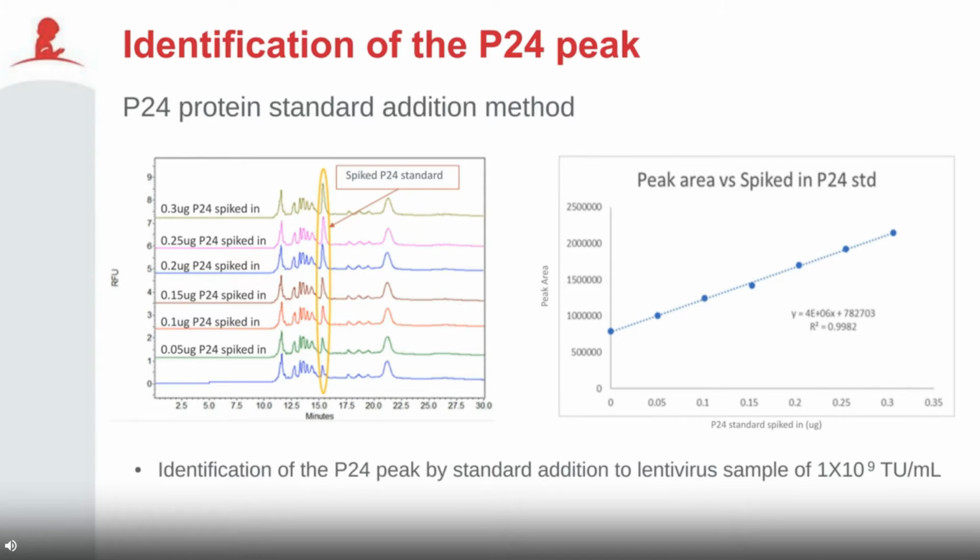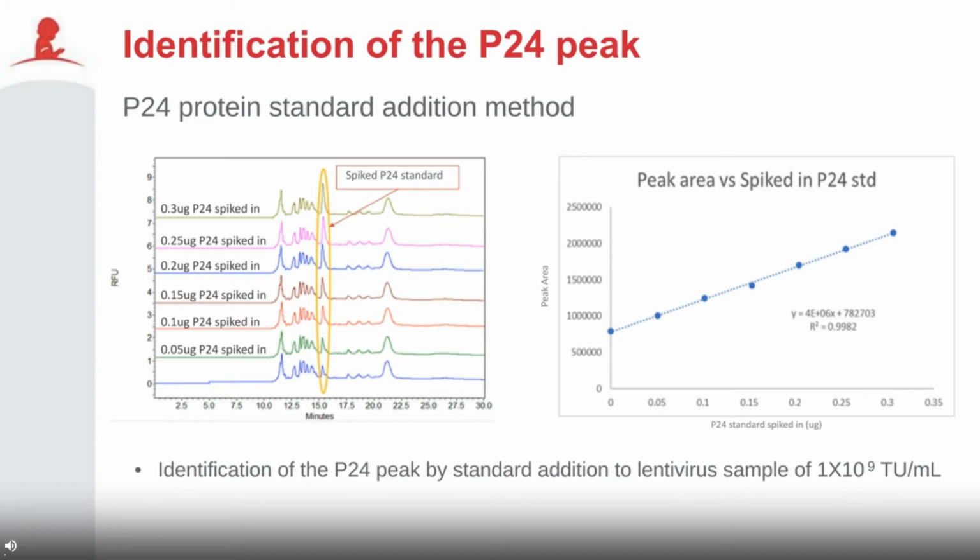In this lentivirus protein profile, the peak corresponding to the P24 protein is determined by spiking the lentivirus sample with a commercially available P24 standard. In the figure on the left, the trace on the bottom is the original separation trace of the lentivirus sample with the concentration about 1 × 10⁹ transducing units per mL, TUs per mL, while the 6 traces above the bottom one are the same lentivirus sample spiked in with increasing amounts of the standard.